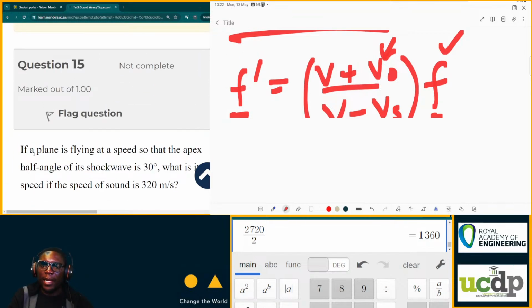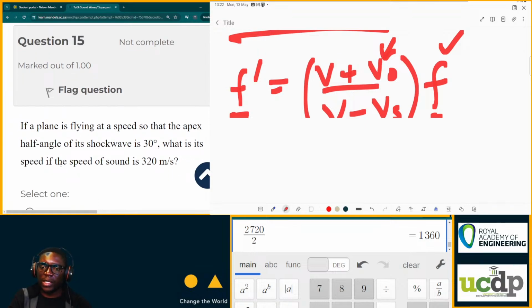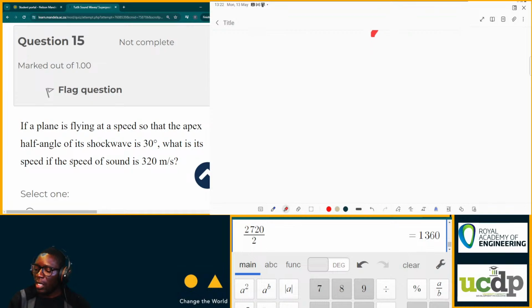Okay, then if a plane is flying at a speed so that the apex half angle of its shockwave is 30 degrees, what is its speed if the speed of sound is 320 meters per second? So this is quite an easy one.